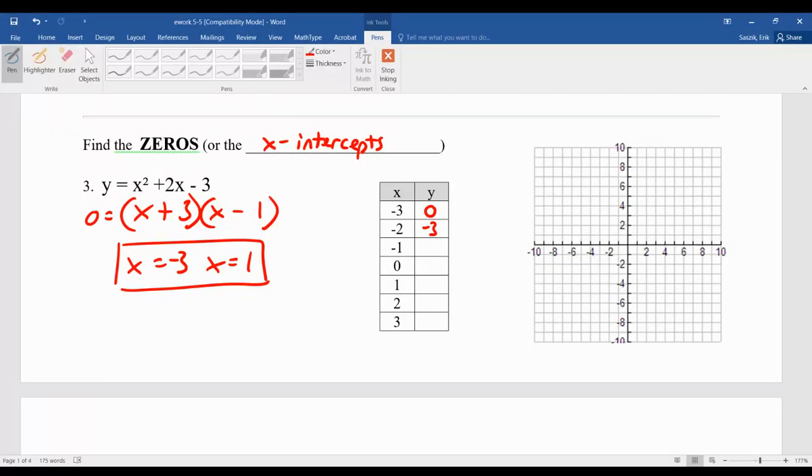So I'm going to fill out the, you know, you can do this table on your own.